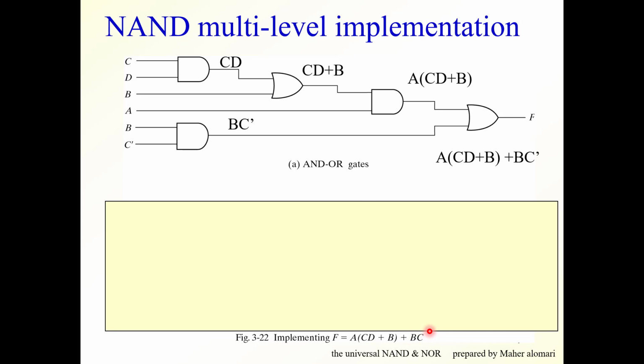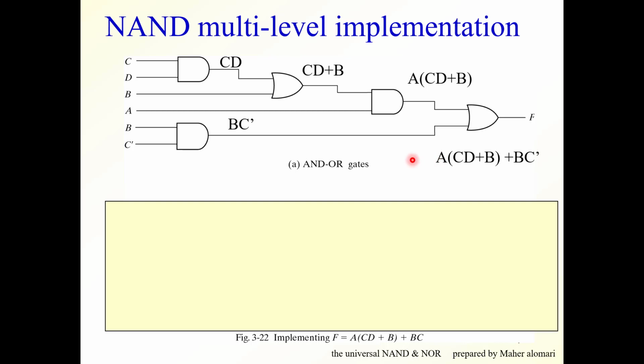Okay, if you were asked to implement this function using NAND gates only, how do you do that? First, you implement this function using AND-OR logic. This is the implementation for this function using AND-OR logic. Here is the CD, the AND gate, which is this. Then we have the OR gate here, the output of which is this, which is here. And then the AND gate here, the output of which is this whole thing, which is this. And then all together ORed with BC bar. And this is the output F.